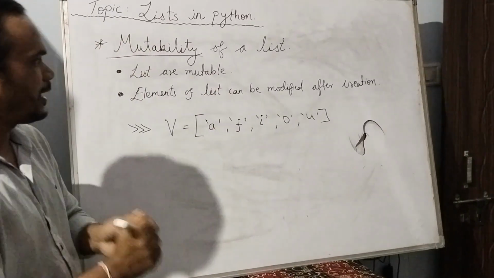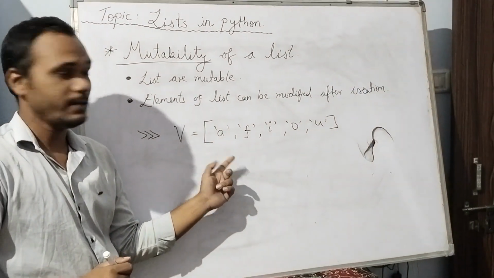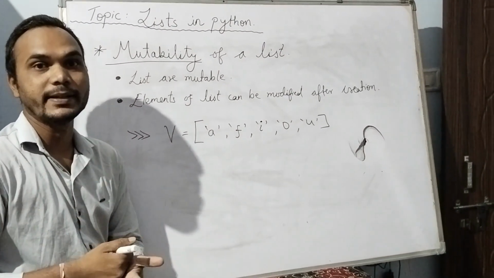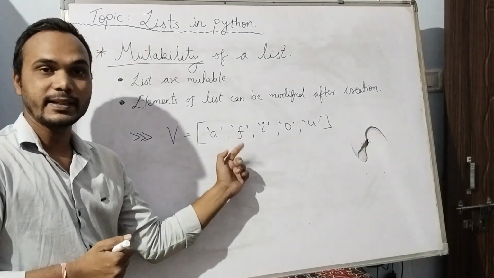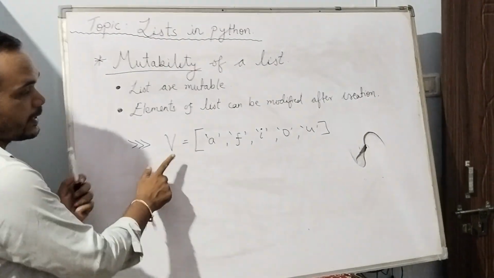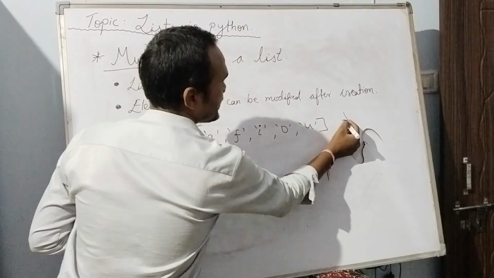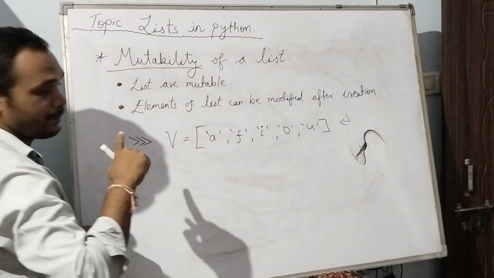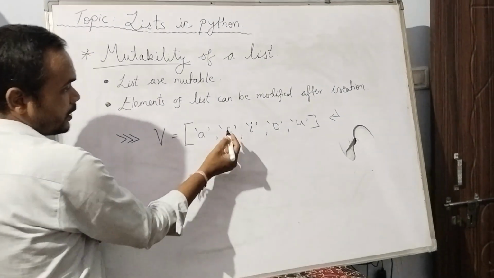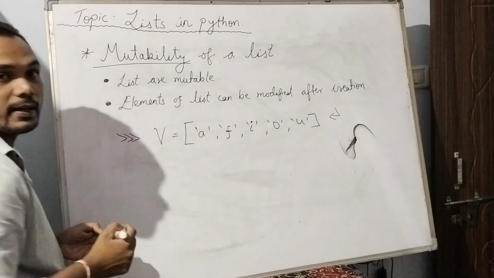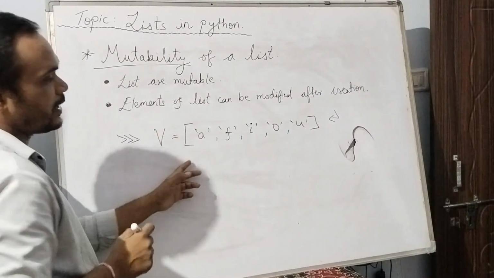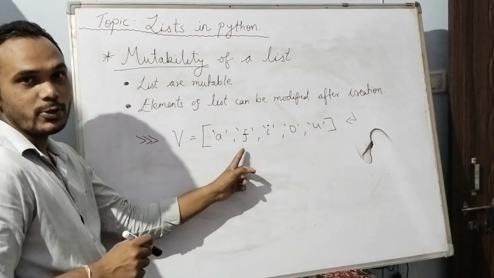Clear? Now an updation is required here. Why? Because in vowels F does not exist. So how can we update it? How can we change the contents of this list? Suppose that we have created this list, declared with identifier V. Now when we press enter, the list will be created in the computer memory. Now what we have to do is identify the index position of that particular element whose value is to be changed or modified. In our case, it's the F whose value is to be modified.